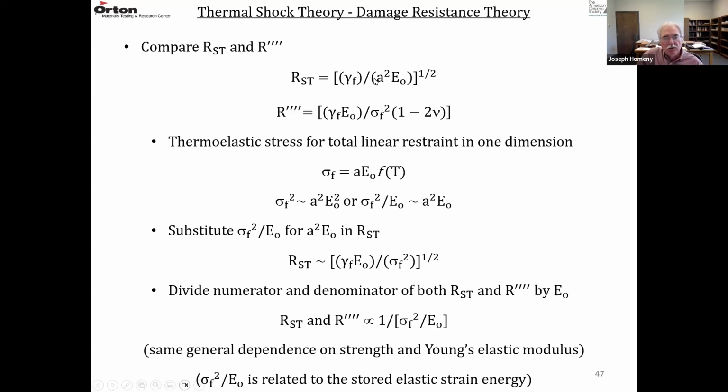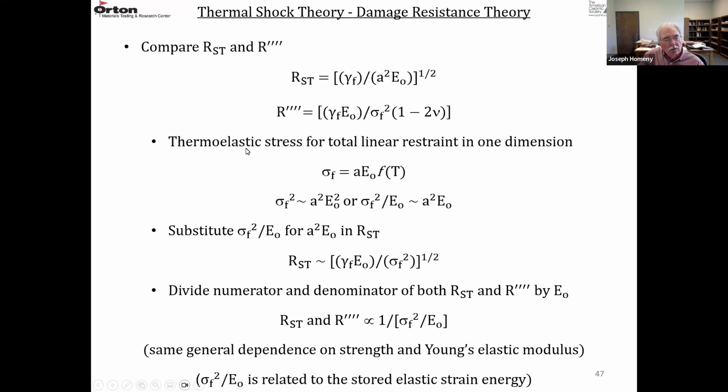energy. So this is RST and R4 prime, and RST was the fracture surface energy divided by the thermal expansion coefficient squared, Young's modulus, and this was all to the 1/2 power. And R4 prime had the fracture surface energy in it, Young's modulus, and then the fracture strength squared, and then Poisson's ratio.